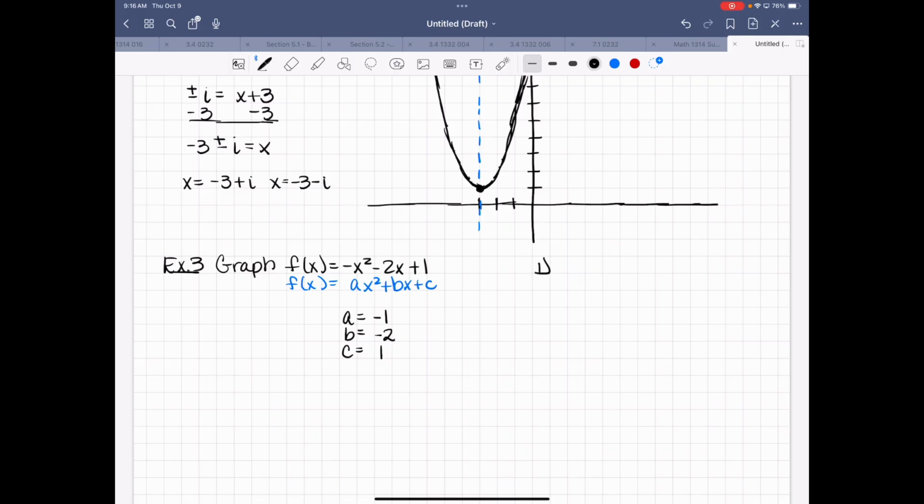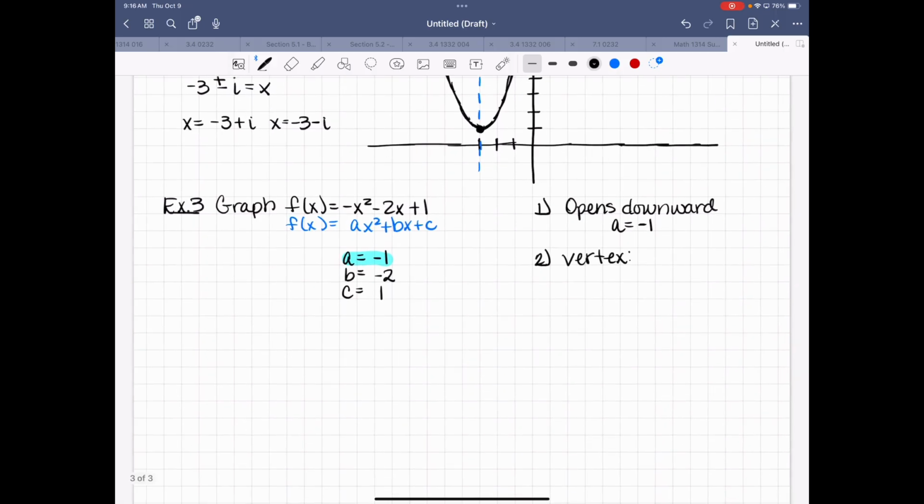Okay, so step 1, same process. Is it going to open upward? Is it going to open downward? It opens down because A is -1. Opens down, we'll say downward. A equals -1. All right, first step done. Step 2, I need a vertex. Okay, so we've got to remember the formula for the vertex given the general form. My vertex is going to equal -b over 2a and f of -b over 2a.